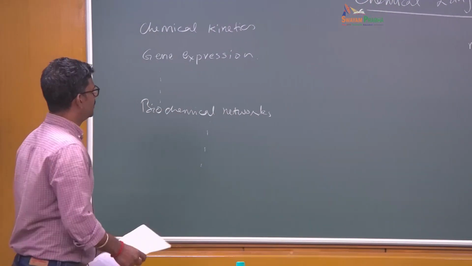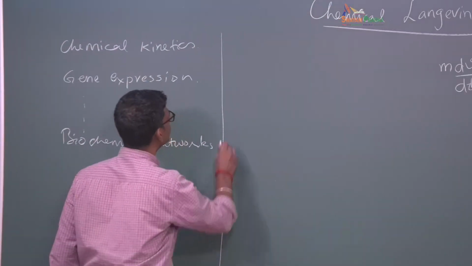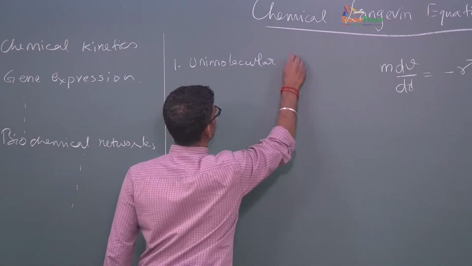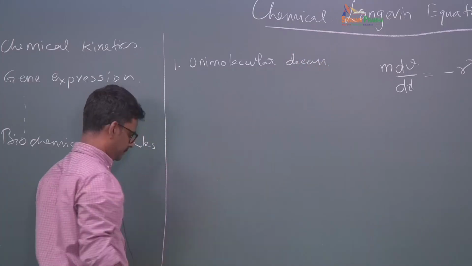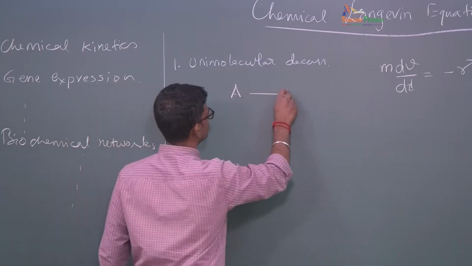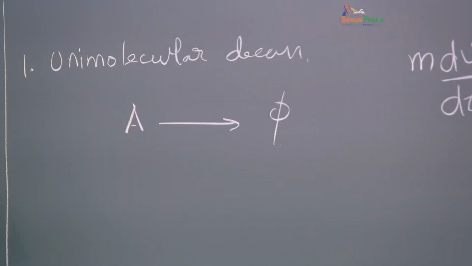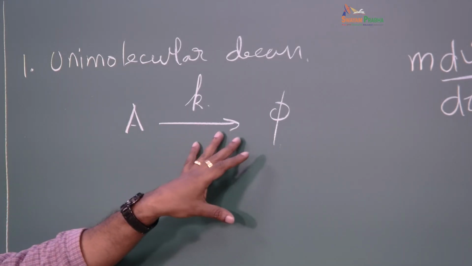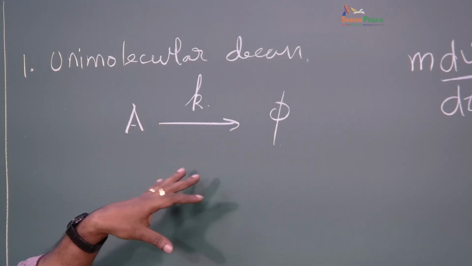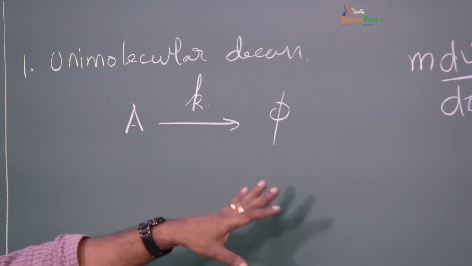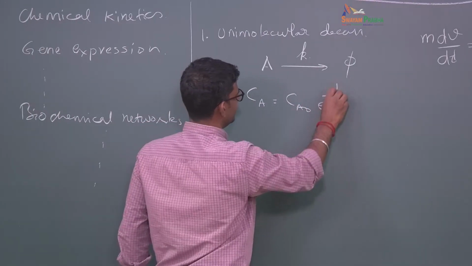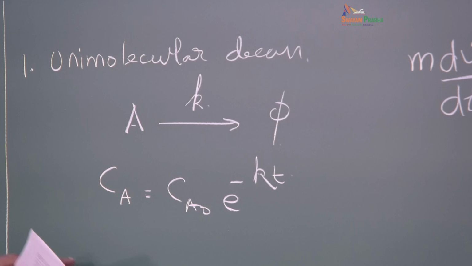Now let's consider a very simple unimolecular decay. Something like some chemical species A reacting with some rate constant k. When you write a unimolecular reaction like this, immediately you can set up a mass action model or a deterministic model to predict what would be the concentration of A as a function of time. You will see that the concentration of A will be falling exponentially, something like this. So this is a deterministic model.